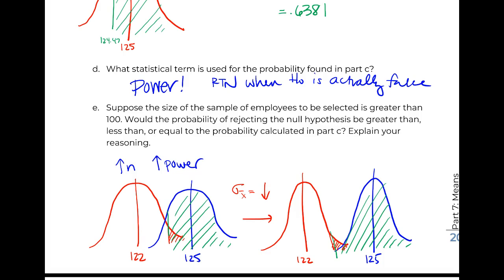So the necessary x bar for the rejection region is going to get pulled way closer to 122, which is also going to pull it way further away from the 125, resulting in a much larger probability there.